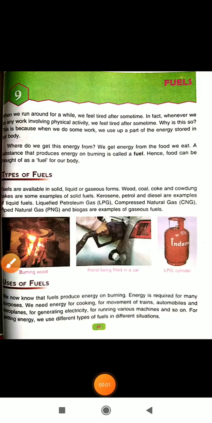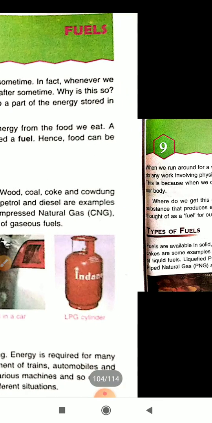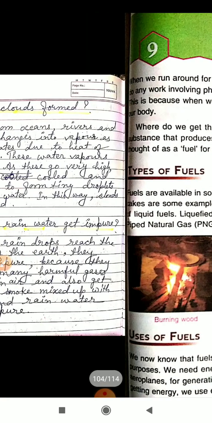Hello everyone, once again I am here with you with the new chapter, that is fuels. This is chapter 9. Okay, now see this chapter, fuels, chapter 9.